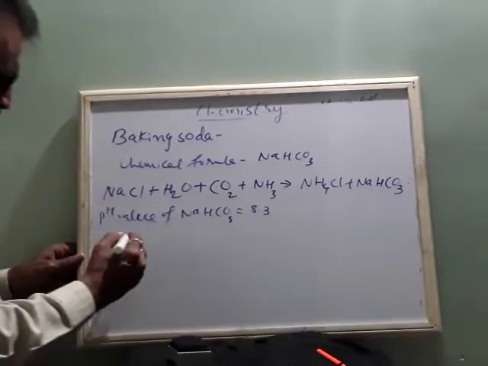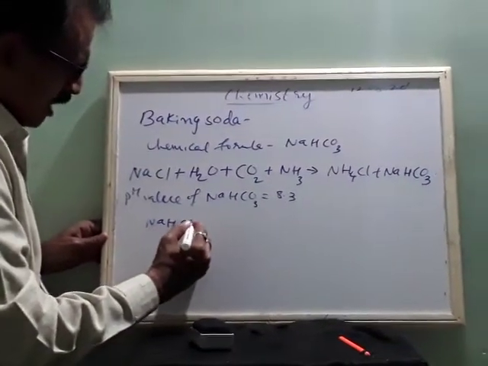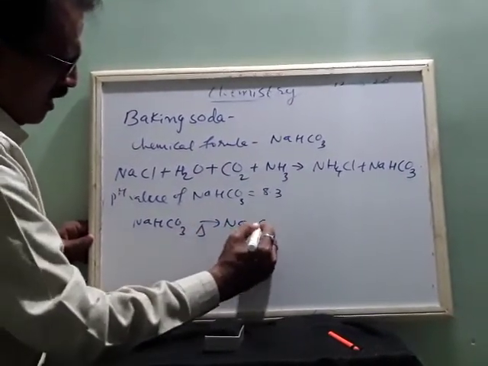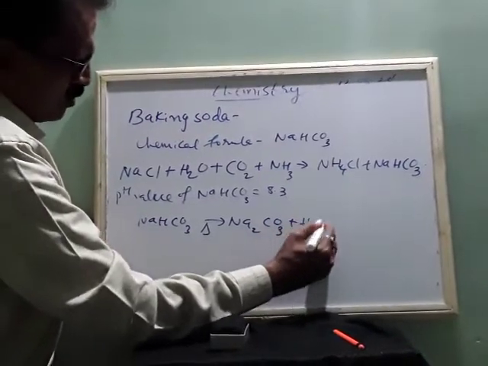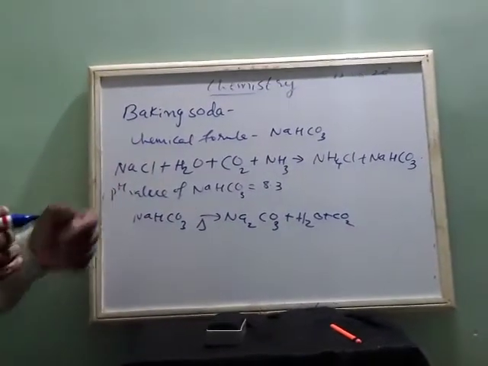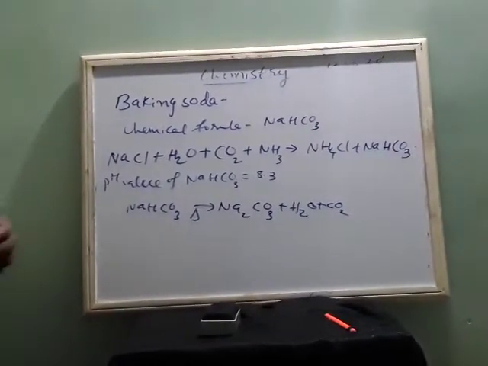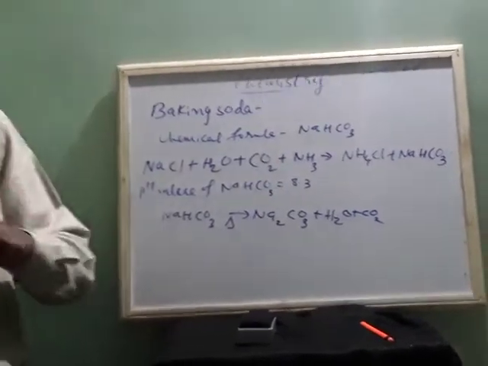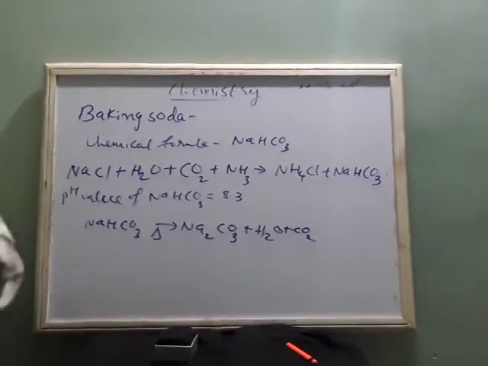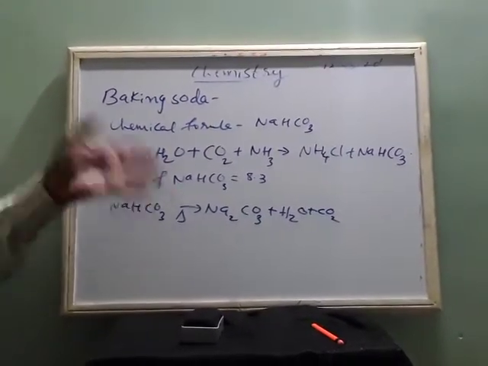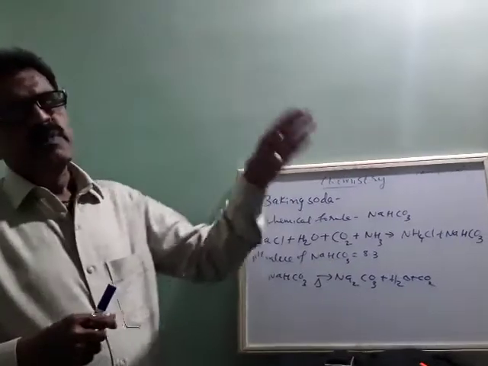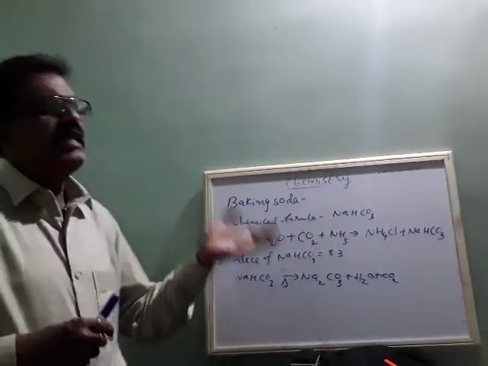Again, if we heat sodium bicarbonate, we get sodium carbonate. Okay, so this way we are able to prepare sodium carbonate. But what are the uses of this? See, first of all, as I already told, due to its mild basic nature, this is used as a base or antacid.